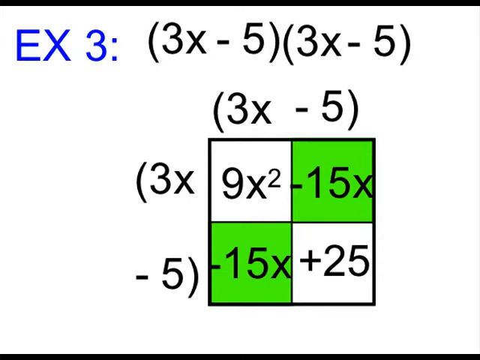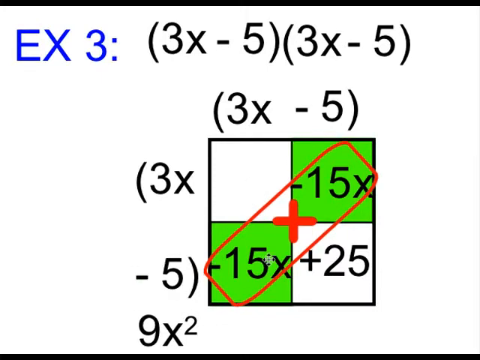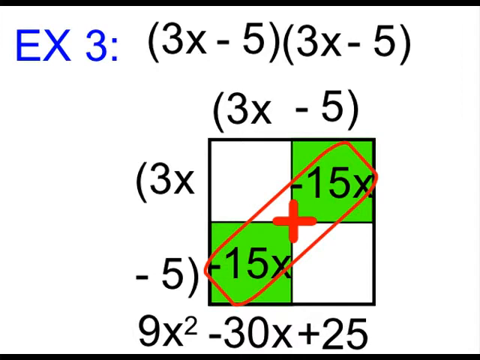Now I'm going to write my answer so I don't forget. I'm going to use the 25 I've got. But I've got 9x squared. Negative 15 and negative 15 make negative 30x. And then my 25 comes down. And there's my answer to my problem. 9x squared minus 30x plus 25. This way we don't have to remember, did I multiply the first two terms, the outside two terms, the inside two terms, or the last? It's just basic multiplication like what we've been doing all along.